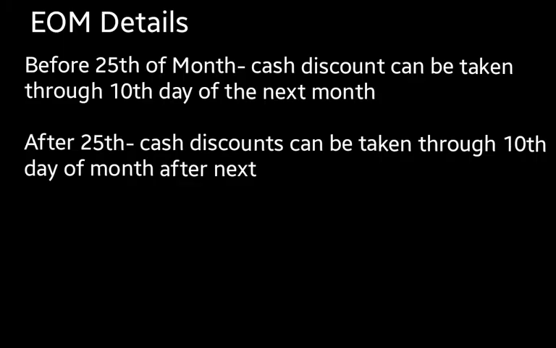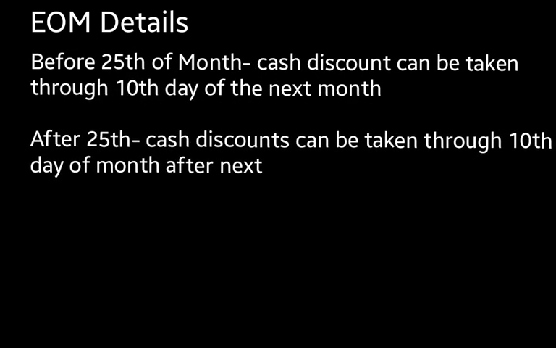Okay, for the end of month method, we have to know a couple things, and that is if the invoice is dated before the 25th of the month, the cash discount can be taken through the 10th day of the next month. So if I buy it on June 5th, I have until July 10th to pay that off. If on the other hand it's dated after the 25th, this actually counts as the next month. So even though I might buy on the 25th of, say, June, it counts as July, which means that I have through the 10th of the following month after July to get my discount, or the month after next. So let's see this in action.